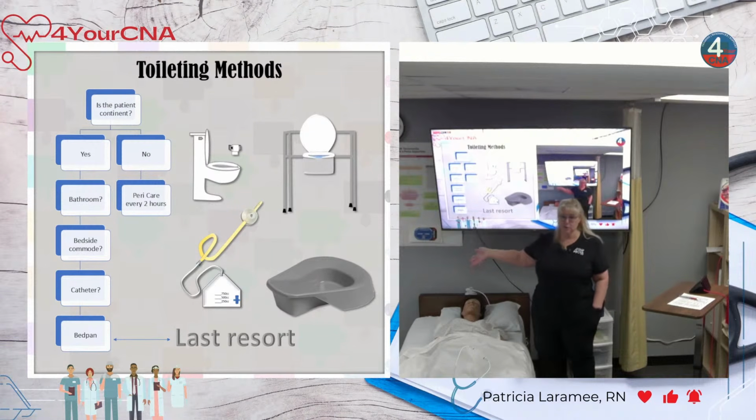Do they go to a chair? Are they walking? Do they walk around? Can I find them at Subway if they go missing, right? I need to know what their mobility status is. Are they wheelchair bound? What is their mobility?